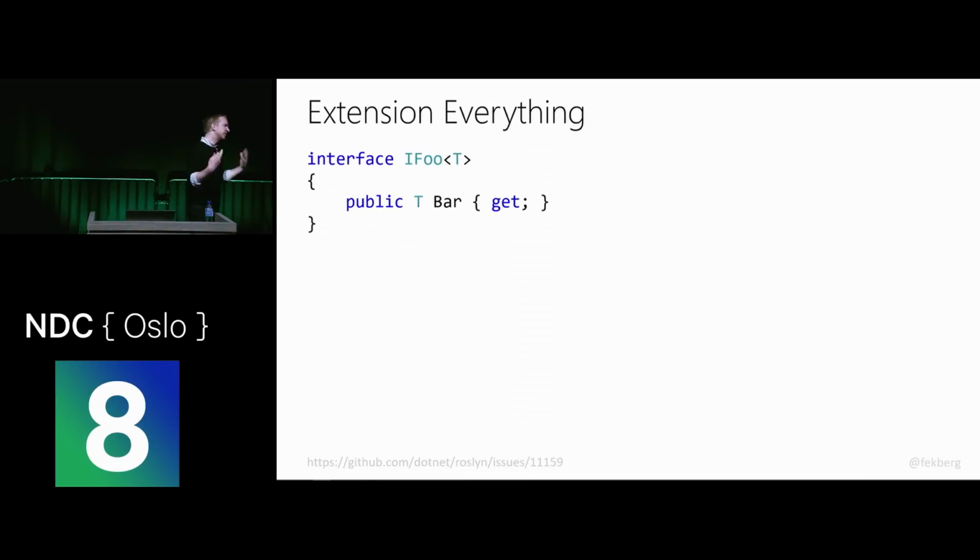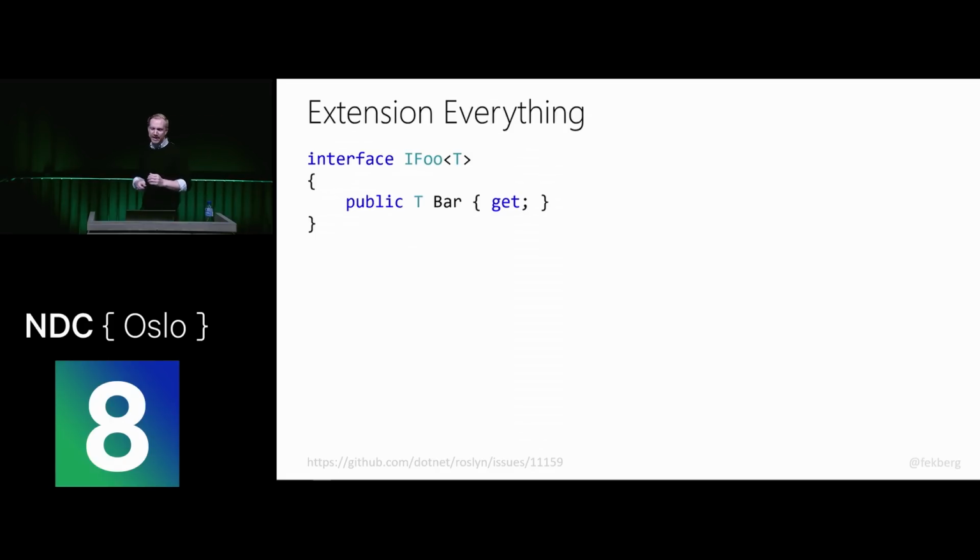Now, there's one more feature that I want to talk about, and that's extension everything. So we can have extension methods on known types, or we can introduce extension methods for lists of things, right? That's how we got LINQ and how we got all of those great things into the programming language. Now imagine I have this interface called IFoo of T here. This interface requires us to have this T called Bar.